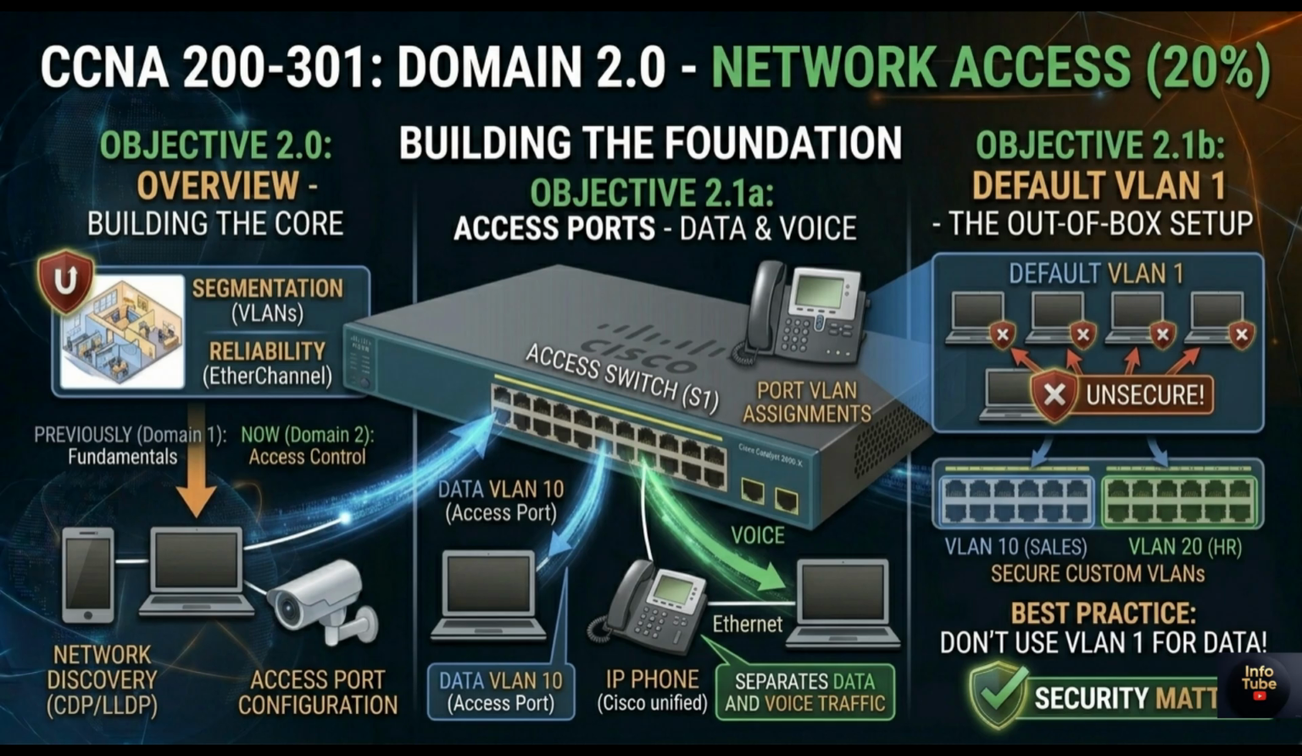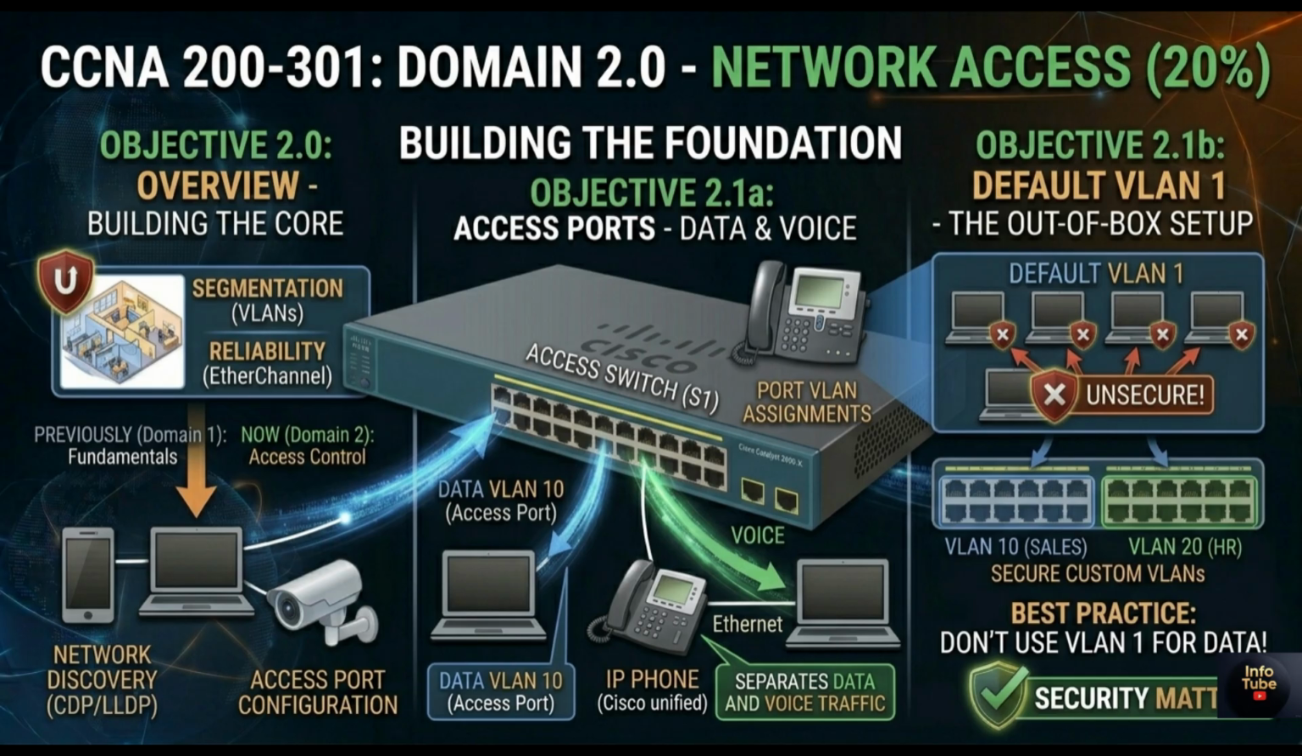2.1a. Access ports for data and voice. An access port is a port on a switch that connects to a single end device, like a computer. These are known as data VLANs. However, in a modern office, you often have an IP phone on the desk. To save on wiring, the phone plugs into the switch, and the computer plugs into the phone. The switch uses a voice VLAN to keep that phone traffic separate and prioritized so your calls don't drop when someone starts a large download on their computer.